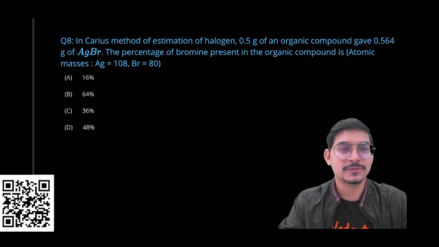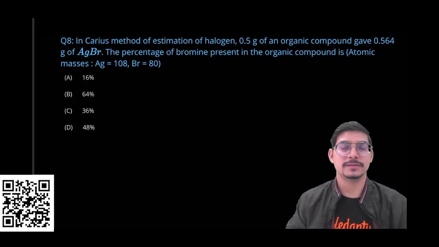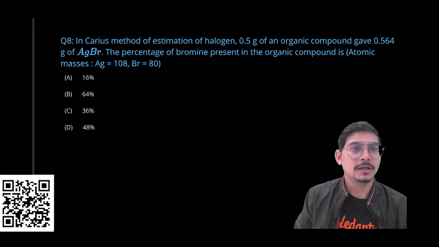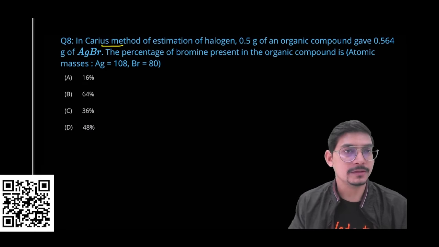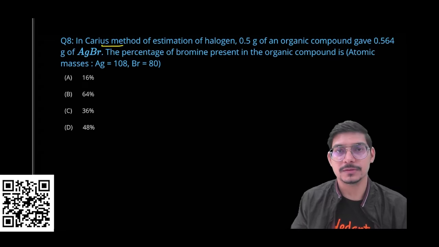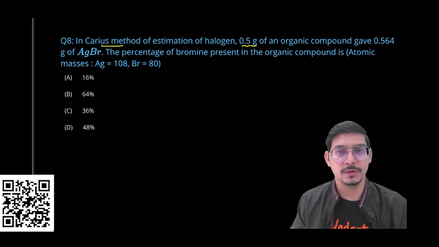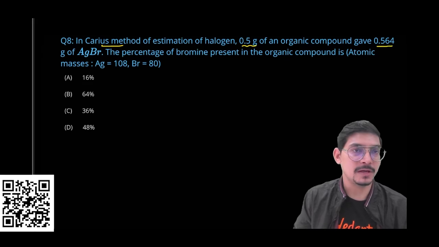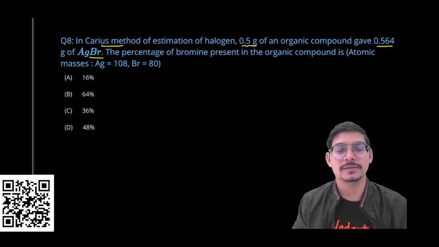Hi everyone. This question is based on the quantitative estimation of halogens. In the question, it is given that in Carius method of estimation of halogen, 0.5 gram of an organic compound gave 0.564 gram of AgBr. So we have to calculate what is the percentage of bromine present in the organic compound.